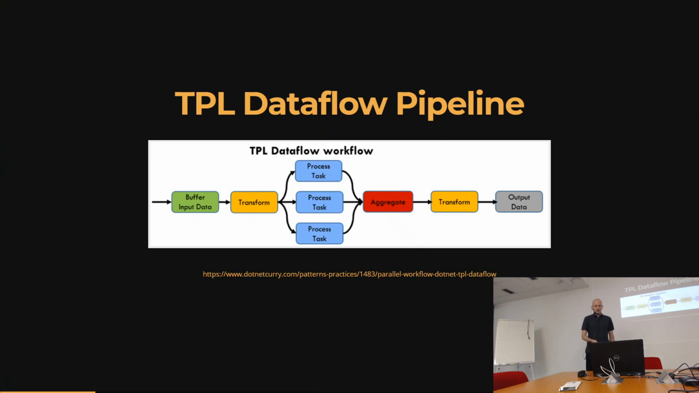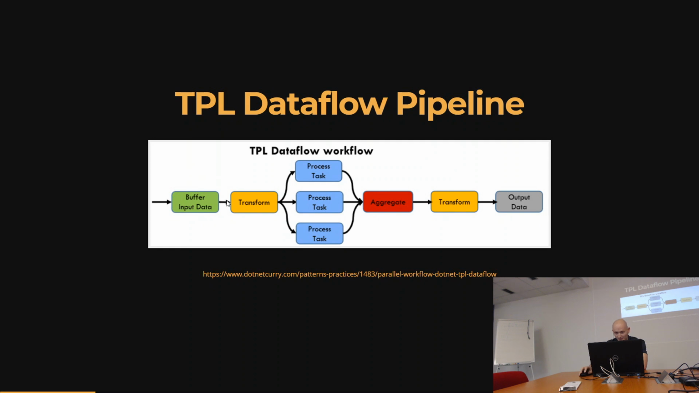This is an abstract image of how the data flow pipeline might look like. I'm not going to use my presenter to show you. I will use mouse. In abstraction, the TPL workflow looks like this. It is composed from boxes and arrows. The boxes here are so-called blocks, and they are the thing that processes the data. And the arrows represent links between the blocks, the connections that the data travels through.